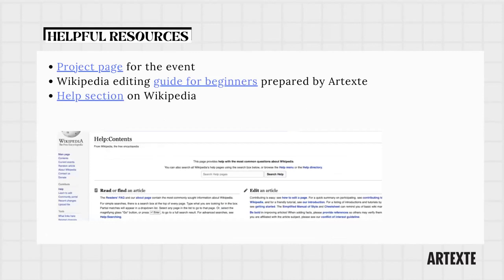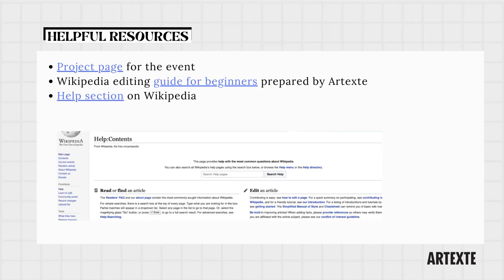So there are some helpful resources for continuing to learn about Wikipedia. You can visit the project page for this Art and Feminism event, where we have a number of resources and also suggestions for pages to either create or to modify. You can look at the Wikipedia editing guide for beginners prepared by Artexte, available on our website. And also by simply consulting the help section on Wikipedia, which will lead to a number of resources and tutorials to learn how to edit in Wikipedia.